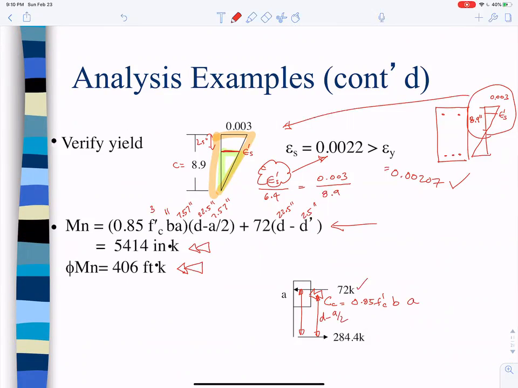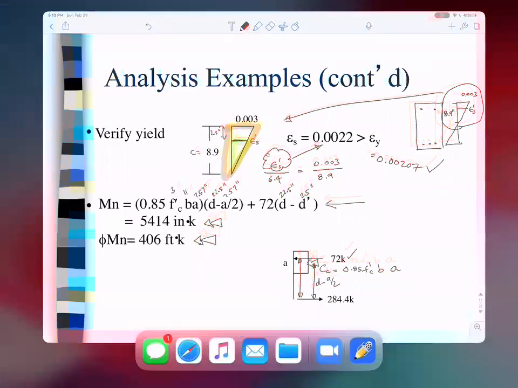Okay, so the next video will be if it's yielded and how to do it with this, breaking it up into 2 different beams, and we should get exactly the same answer. Okay, so that's the next video.